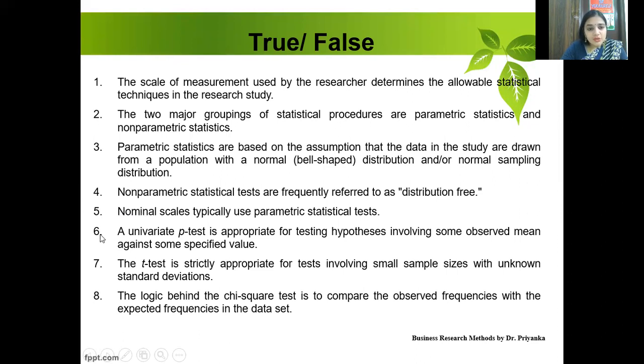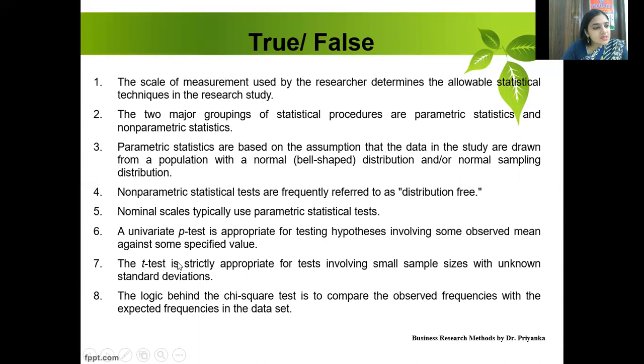Sixth is, a univariate p-test is appropriate for testing hypotheses involving some observed mean against some specific value. Is there any univariate p-test? There is no p-test here, and the way the definition is given, it is actually the definition of the t-test. The t-test is appropriate for testing hypotheses involving some observed mean against some specified value. So it is false. The p-value we take up for checking the significance level, but when we talk about this test, it is the t-test.